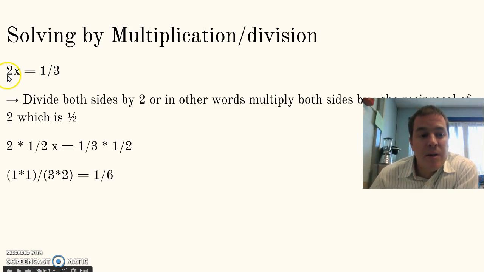Keeping with the same theme, you've got 2x equals 1/3. So once again, you're going to divide by 2 on both sides, or the same as multiplying by a half. All right. So the reciprocal of 2 is a half. You're going to multiply 2 times a half on the left to leave you with just x. And then you're going to multiply 1/3 times a half to give you 1 times 1 divided by 3 times 2, which is going to be 1/6.